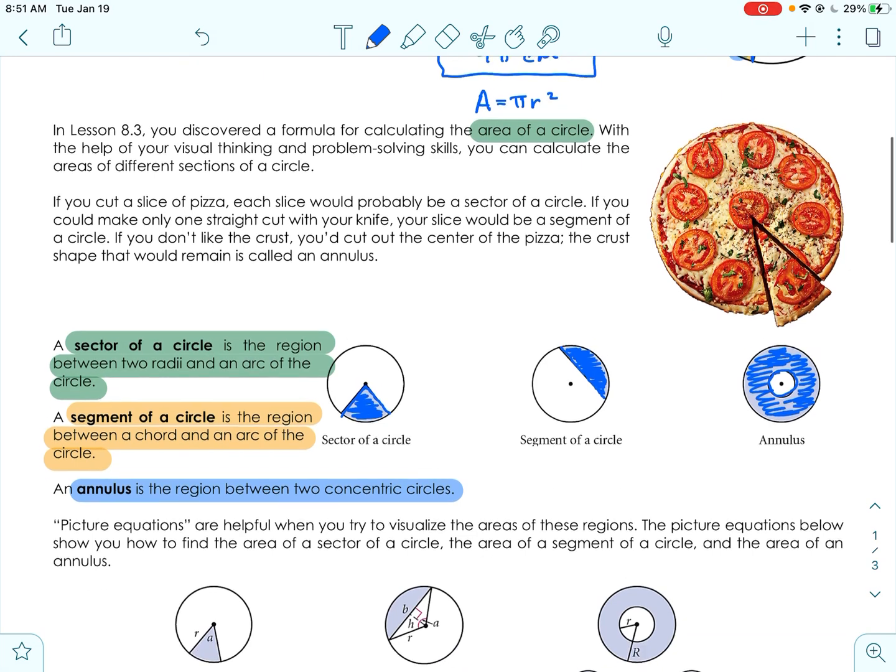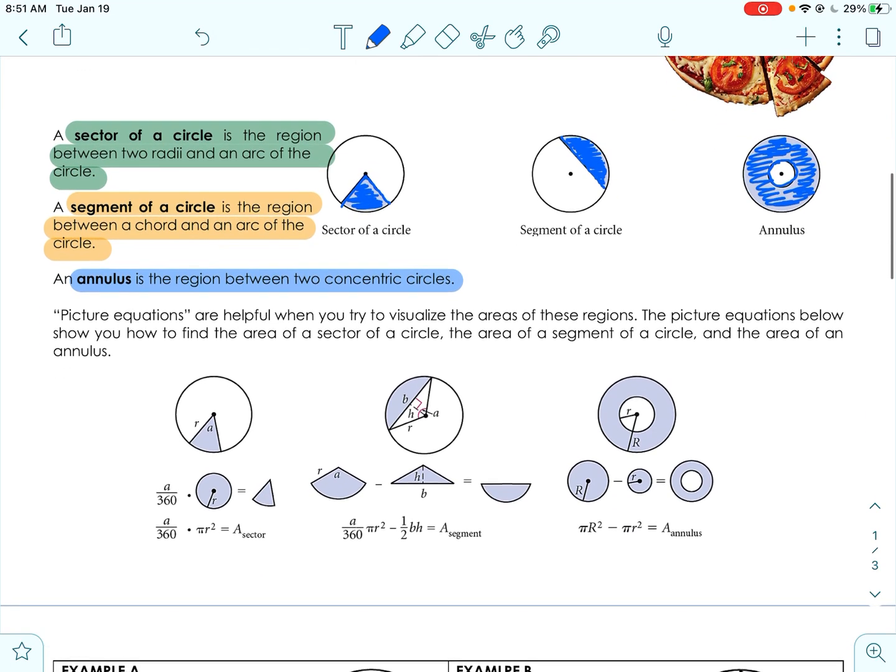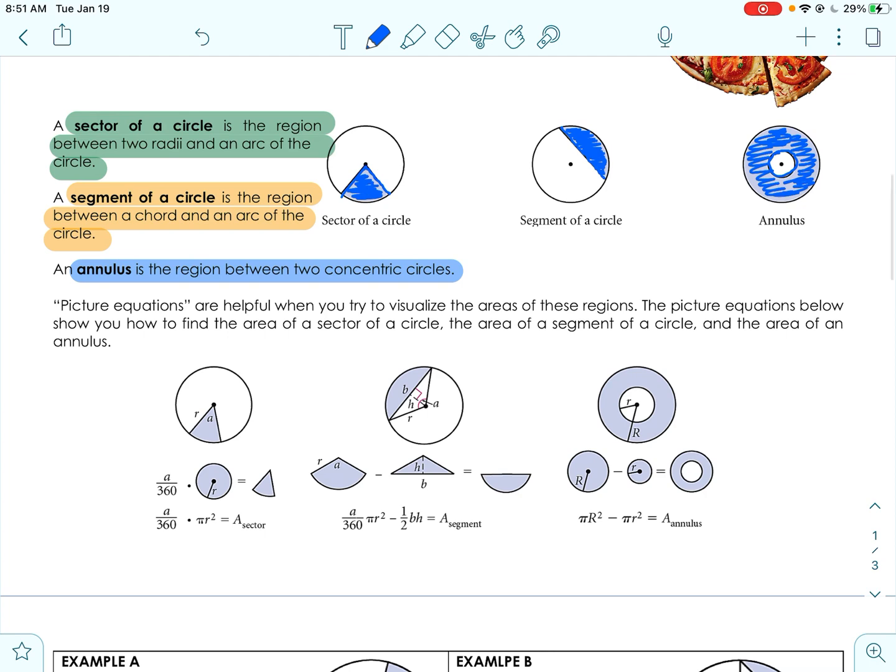You cut the hole out to make the donut, and then whatever you're left with, that is your annulus. So to find the areas of these 3 different figures, it kind of helps us to look at what the book refers to as picture equations. Okay, so essentially we have a picture here, and we're using this picture to help us figure out what the equation is to find the area of a sector.